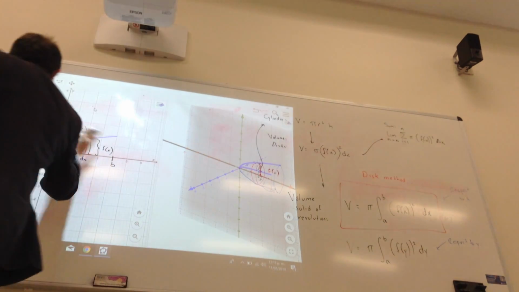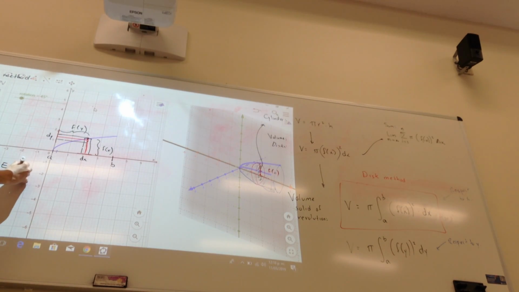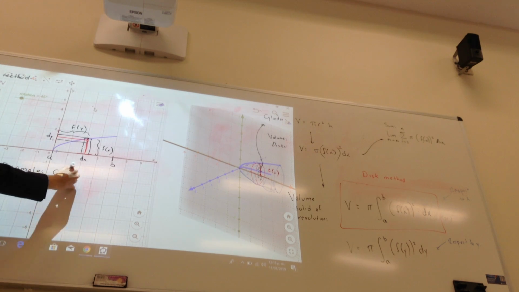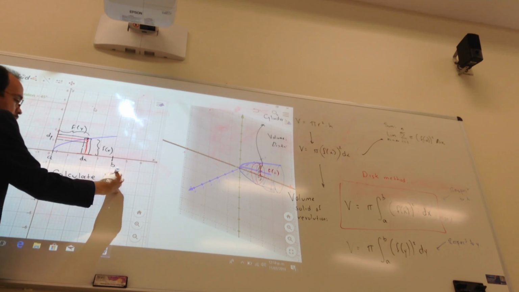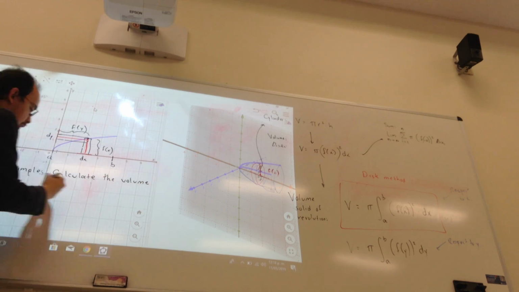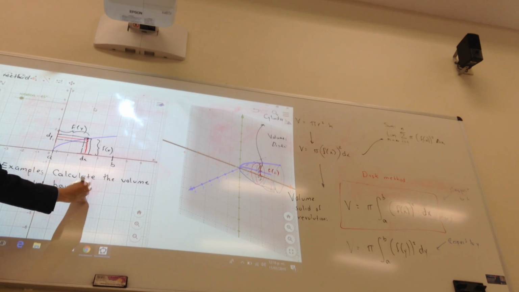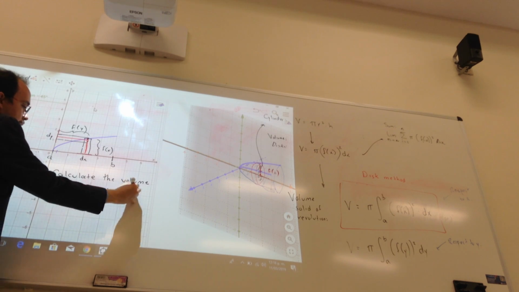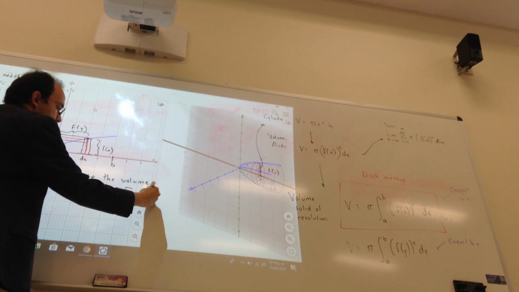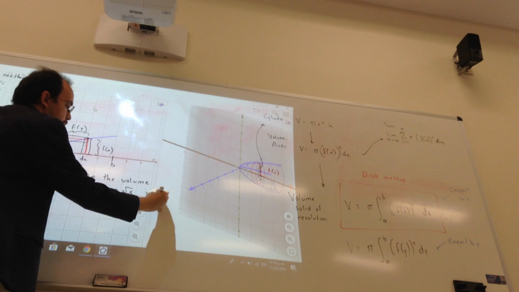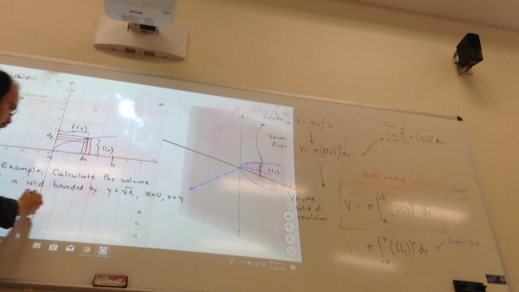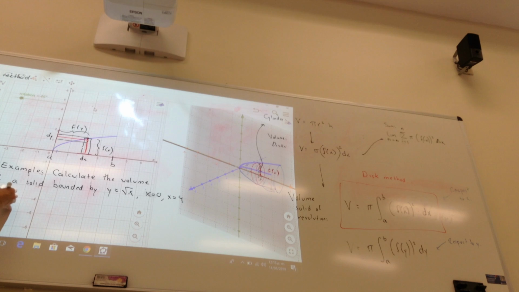Example. This same example. Calculate the volume of a solid bounded by y equal to square root of x, y equal to 0, x equal to 4, about the x-axis. That would be the question of this example.